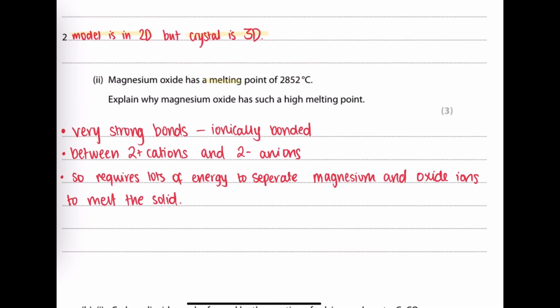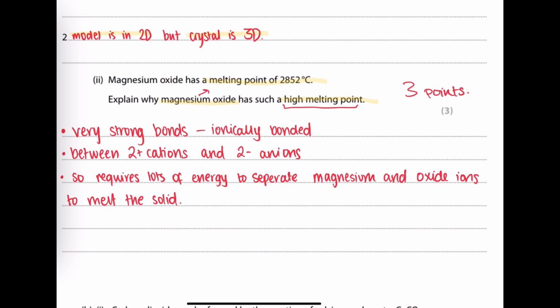Magnesium oxide has a melting point of 2,852 Celsius. Explain why magnesium oxide has such a high melting point. Now, these are the same 3 things over and over again, so make sure that you learn them, because every time you see a question on why something has a high melting point, it is these 3 things.